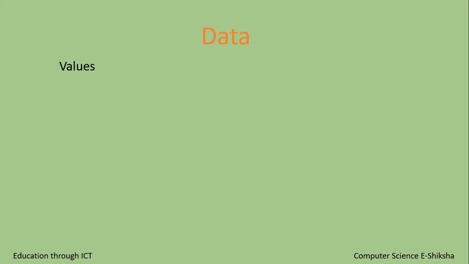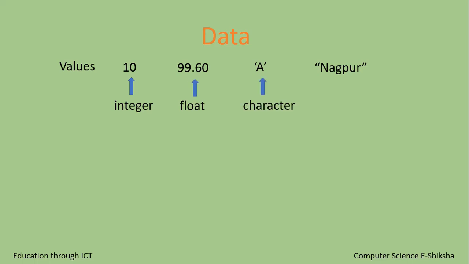Data is nothing but the values with which we deal every day. Any values like 10, 99.60, A, Nagpur. We have identified different types of data and we name it: if we are dealing with a digit, we call it an integer. If we are dealing with fraction values, we call it a float. If we are dealing with a single character, then we store that value as a character. And if we are dealing with a combination of characters, then we call it a string.